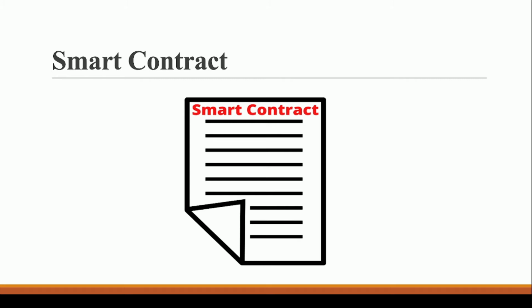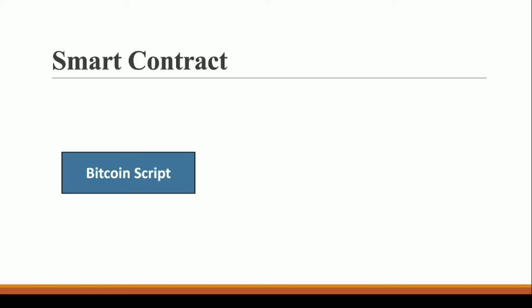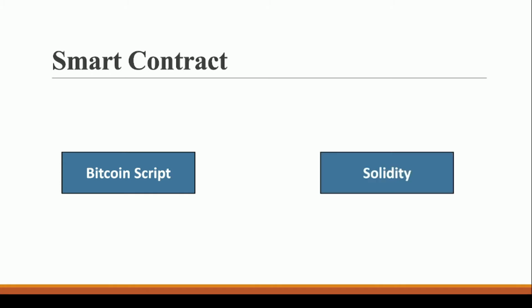Nothing else, nothing more. Now let us talk about one important thing about smart contracts. In Ethereum blockchain, we have the functionality of writing programs, that is smart contracts. But in Bitcoin, we do not have any functionality of writing smart contracts on the Bitcoin blockchain. Why is this so? Let us answer this question. The programming language used to create the Bitcoin blockchain is Bitcoin script. And the programming language we use to create smart contracts is Solidity.